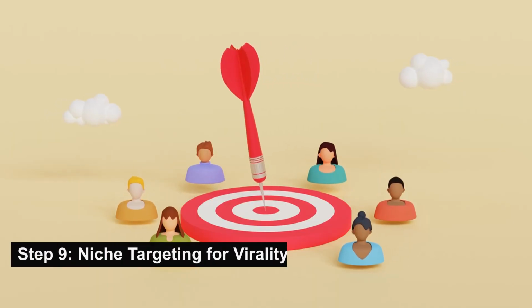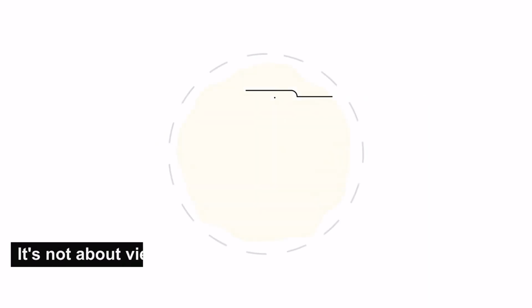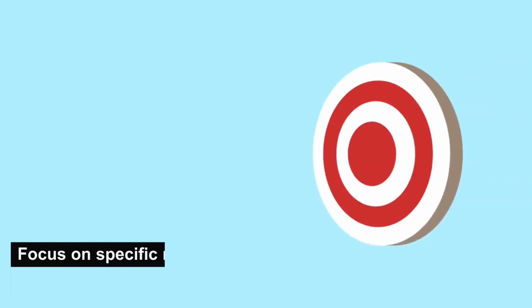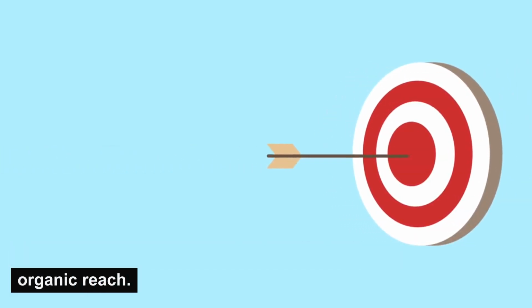Step 9. Niche targeting for virality. It's not about views. It's about going viral within the right audience. Focus on specific niches to maximize your organic reach.